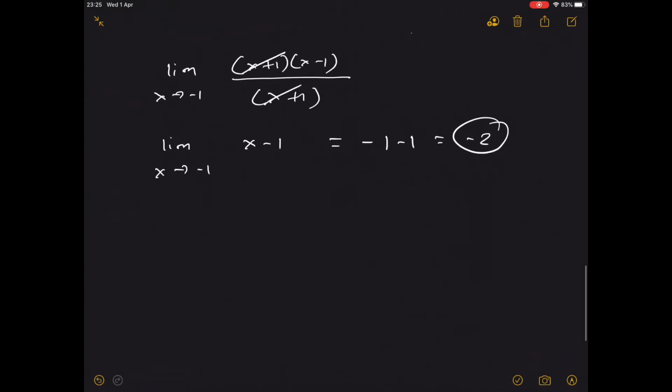Let's have another example for this one. Number 2.